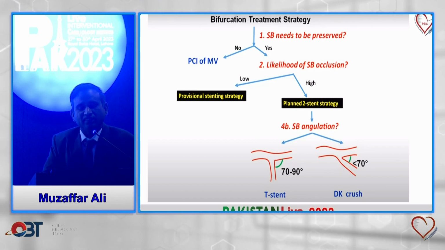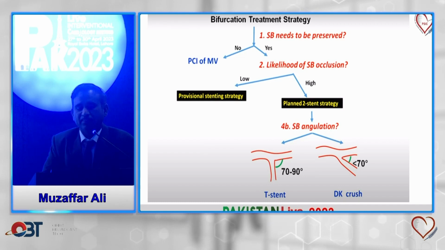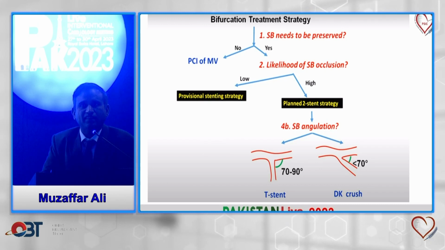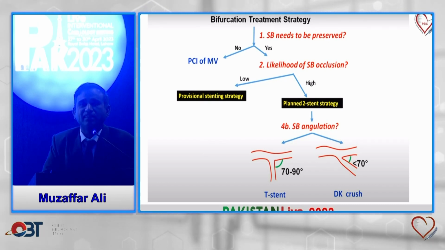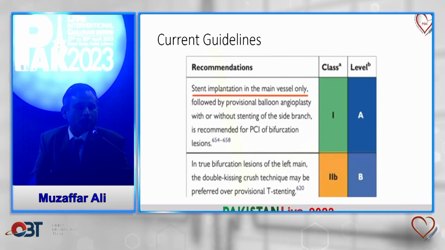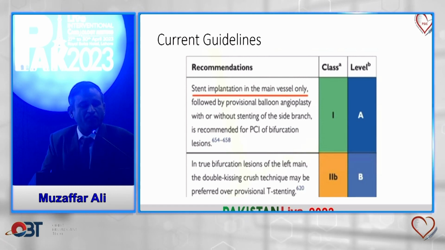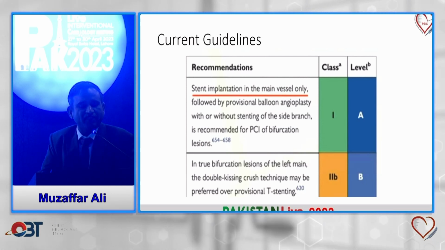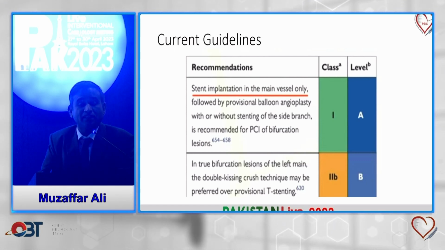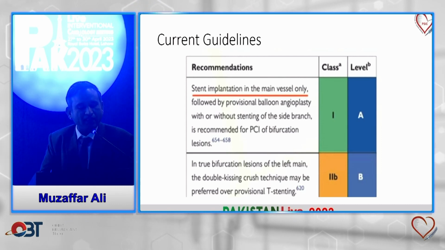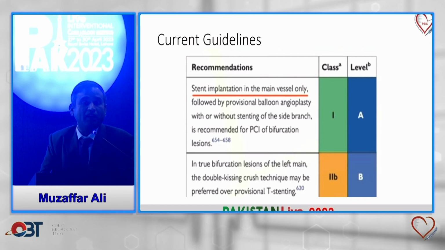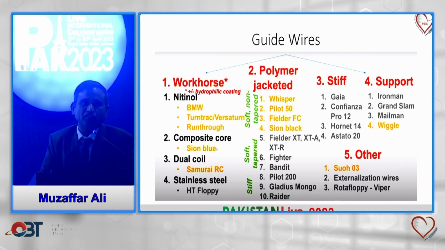So once you decide it's the 2 stent strategy, then look at the angle. If it is more than 90, then it is better to go for the T stent or TAP. If it's less than that, DK crush is a time tested strategy. The guideline also supports stent implantation in the main vessel only, followed by provisional balloon angioplasty with or without stenting of the side branch, recommended for PCI of bifurcation lesions as a class 1 indication. And look, the double kissing crush technique, DK crush, still comes in the 2B classification when an upfront 2 stent strategy is required. This is also the EBC consensus.